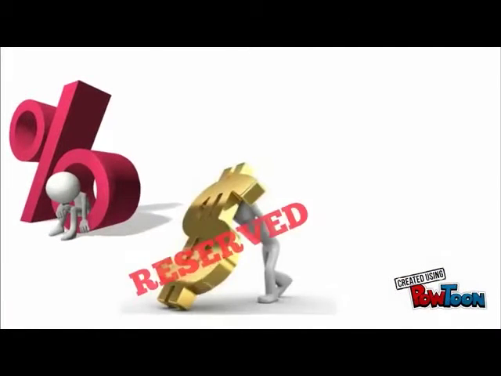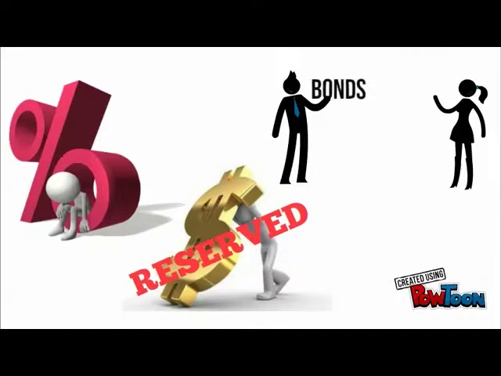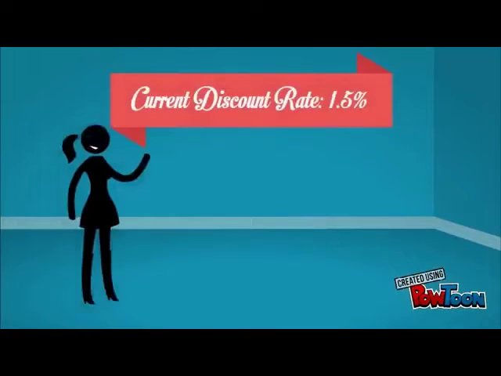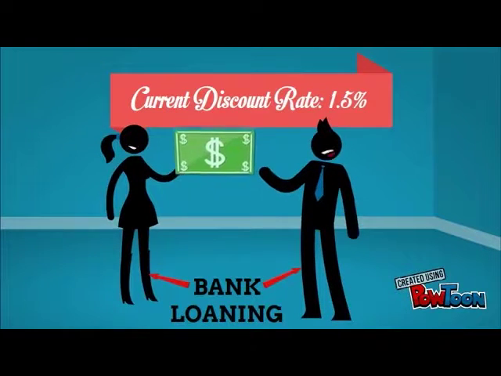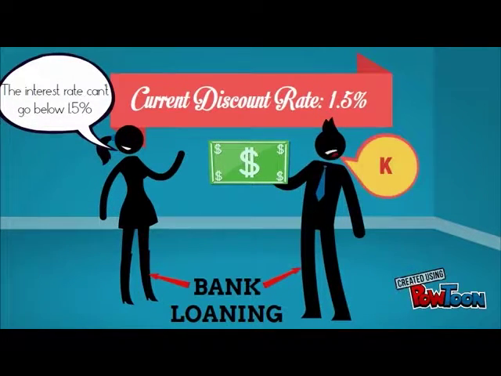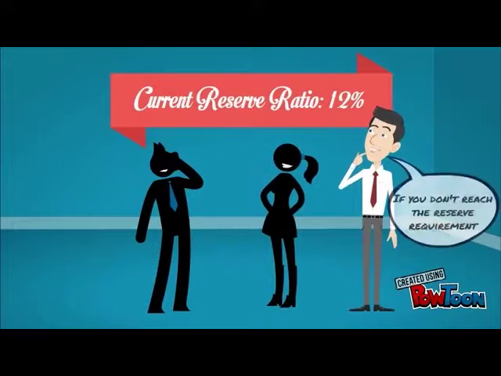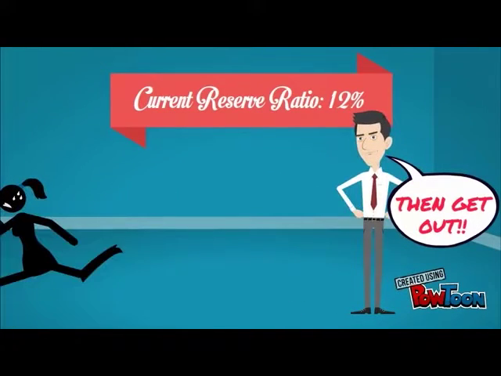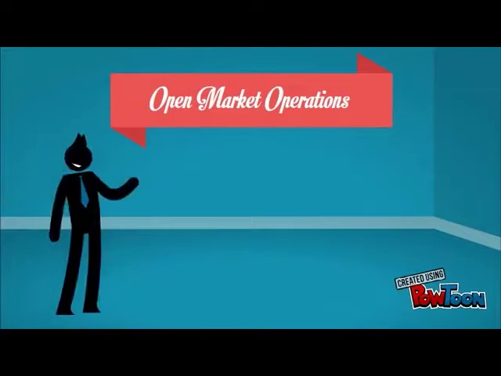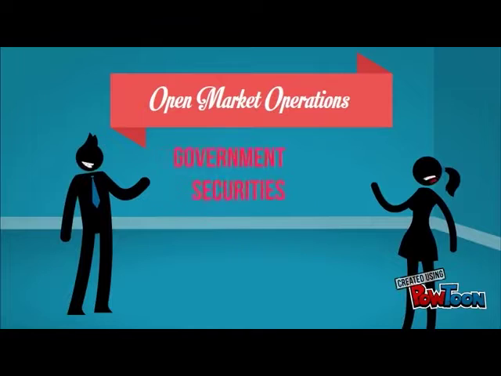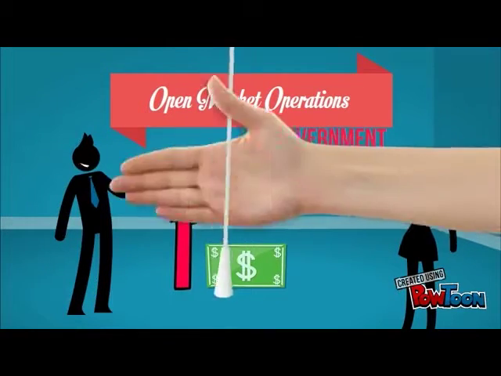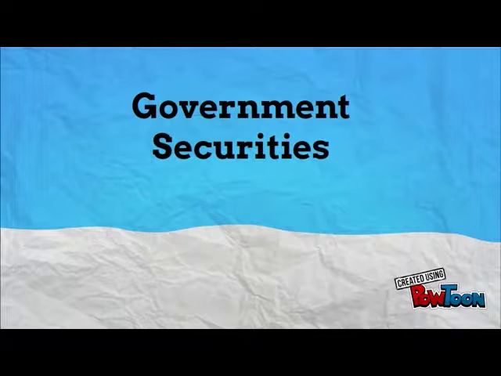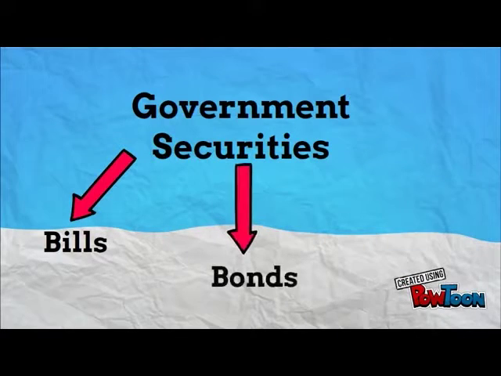These tools include the discount rate, reserve requirements, and open market operations. The discount rate is the minimum interest rate set by the Federal Reserve for lending to other banks. The reserve requirement, or the cash reserve ratio, sets the minimum amounts of reserves that must be held by a commercial bank. Open market operations are used to buy and sell government securities to change the supply of money. Examples of government securities include treasury bills, treasury bonds, and treasury notes.